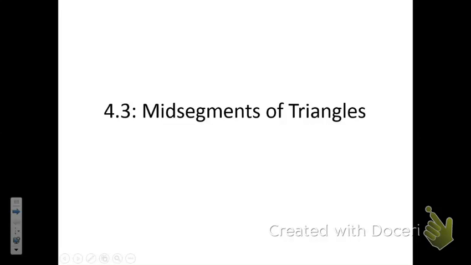So in this section, we're going to be talking about mid-segments of triangles. And as I said before, triangles are a huge part of geometry. And there's lots of different things within triangles that can help us find missing lengths or missing angles or other things about those triangles. So that's what we're going to be looking at for the next foreseeable future. Okay?